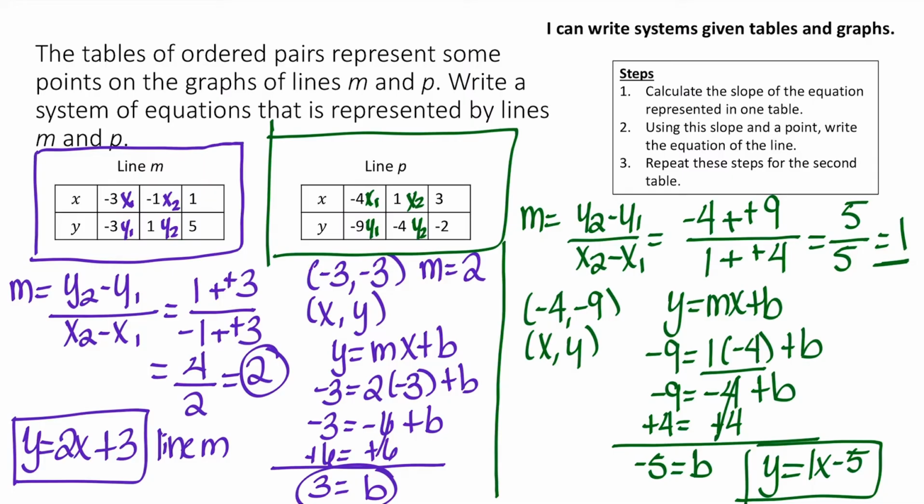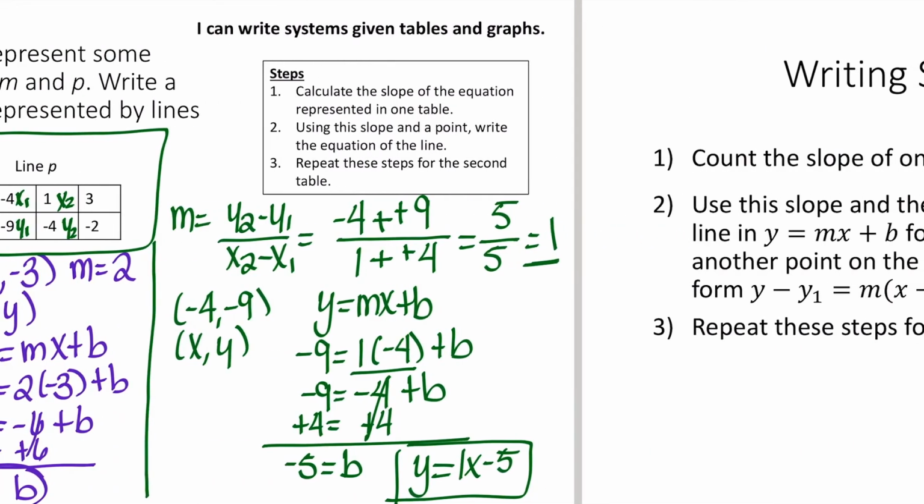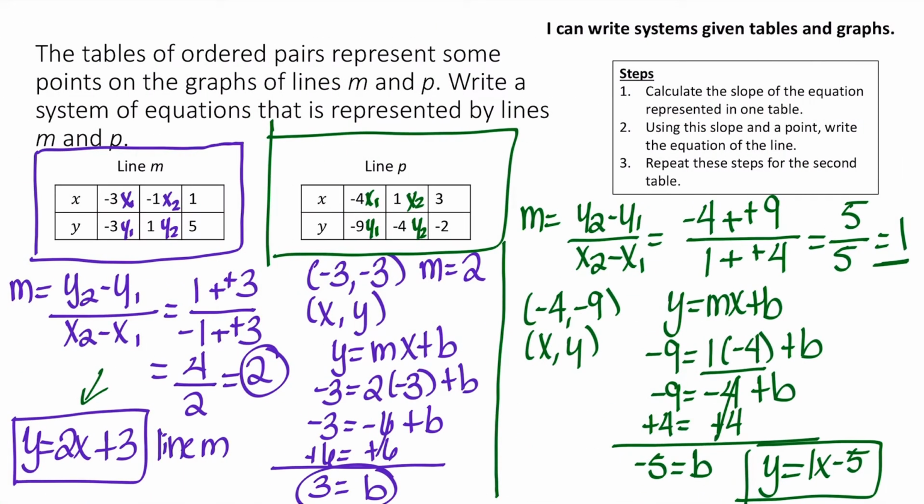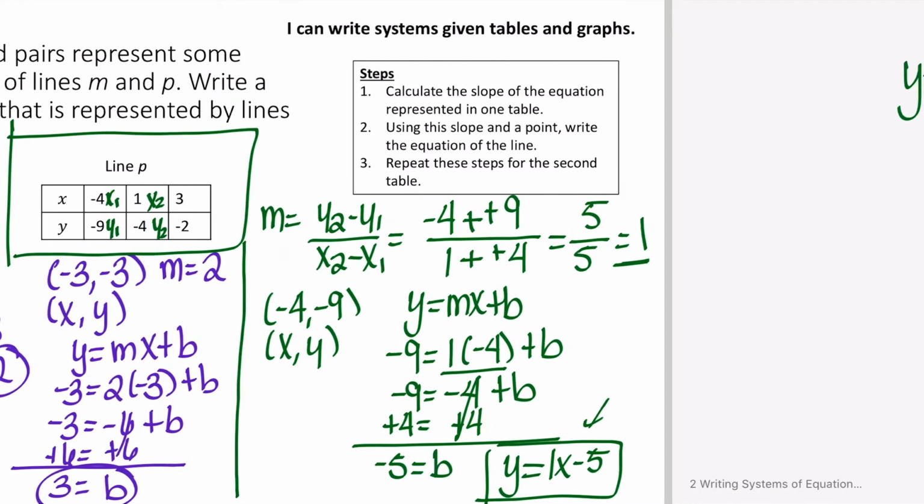So finally, if I'm going to write this system of equations, my system will be this first equation, y equals 2x plus 3. And my second equation will be y equals 1x minus 5, the second equation right here.